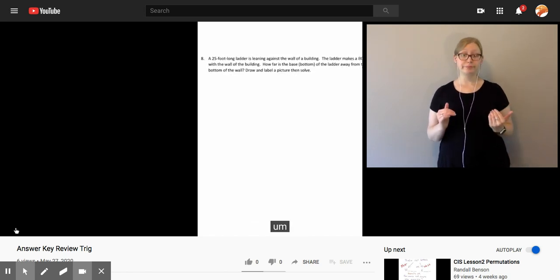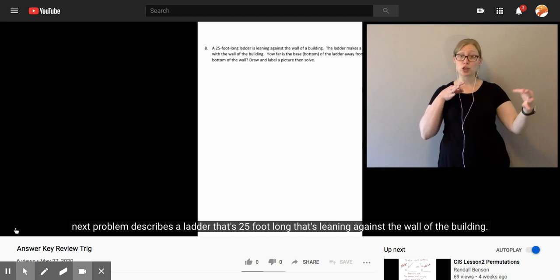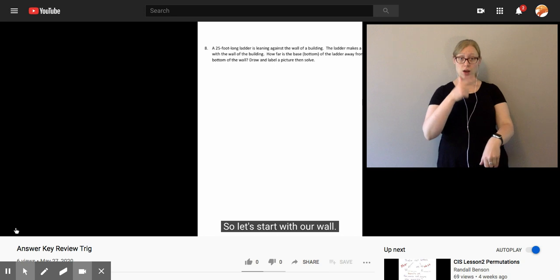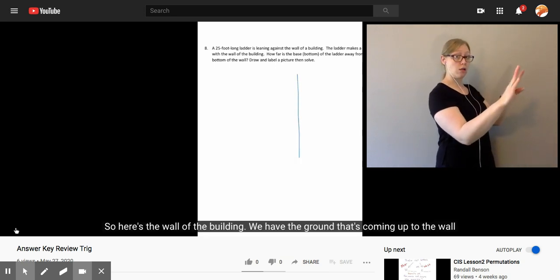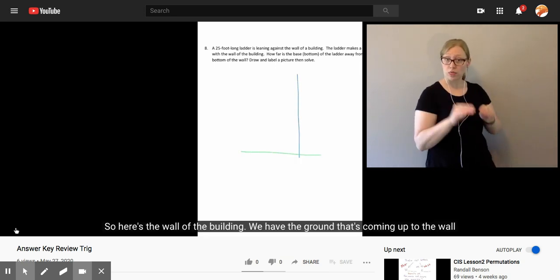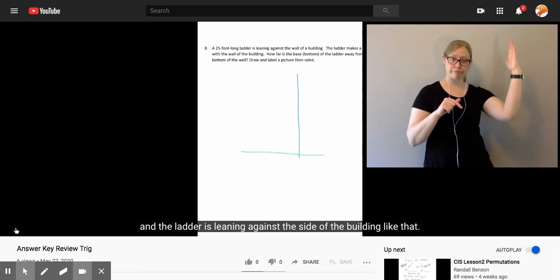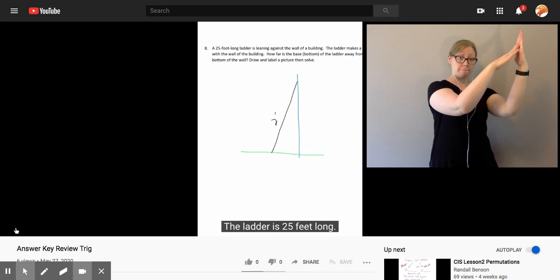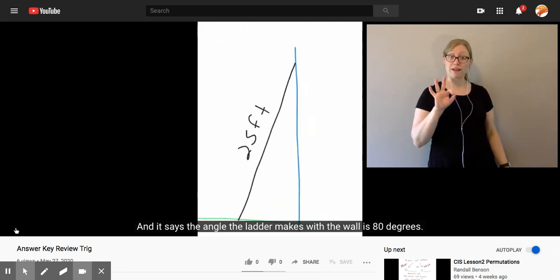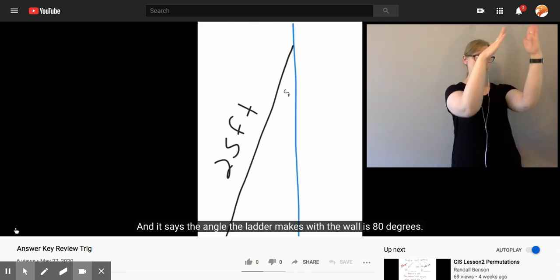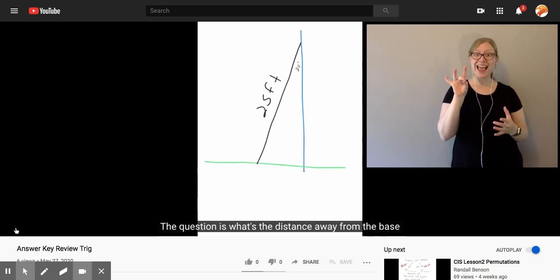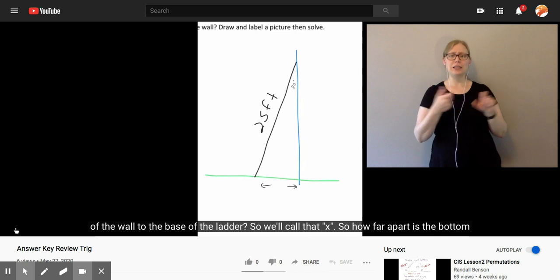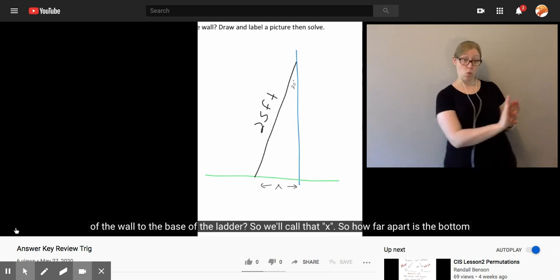So the next problem describes a ladder that's 25 feet long that's leaning against the wall of a building. So let's start with our wall. So here's the wall of the building. We have the ground that's coming up to the wall, and the ladder is leaning against the side of the building like that. So the ladder is 25 feet long, and it says the angle the ladder makes with the wall is 80 degrees. The question is, what's the distance away from the base of the wall to the base of the ladder? So we'll call that x.